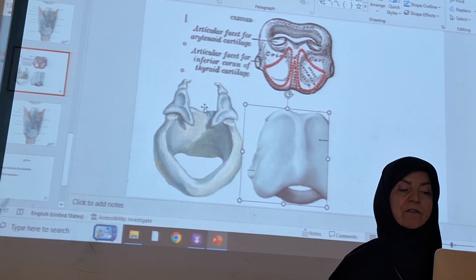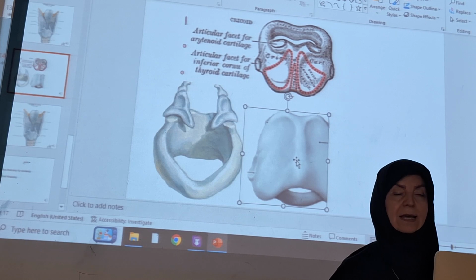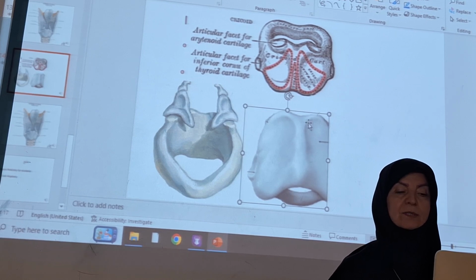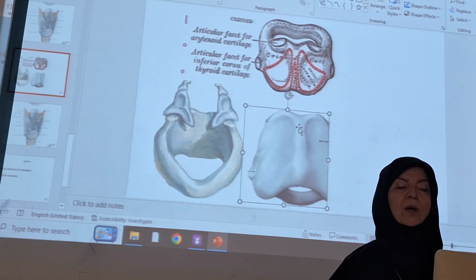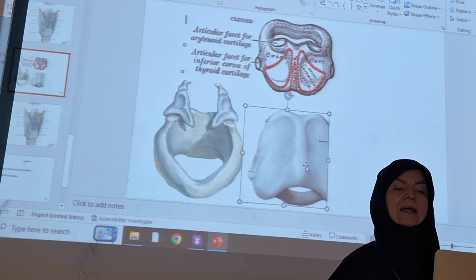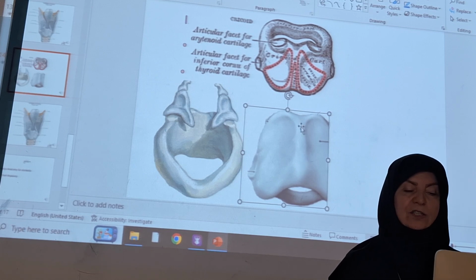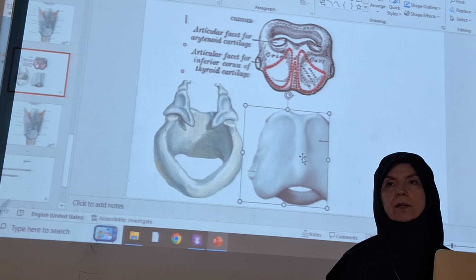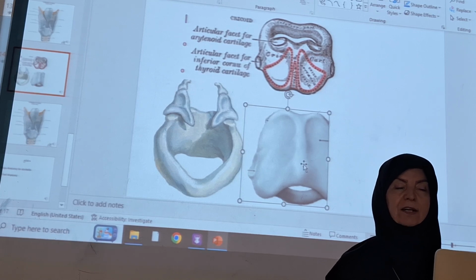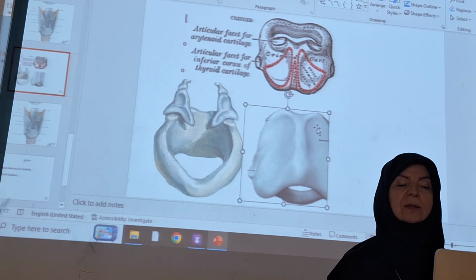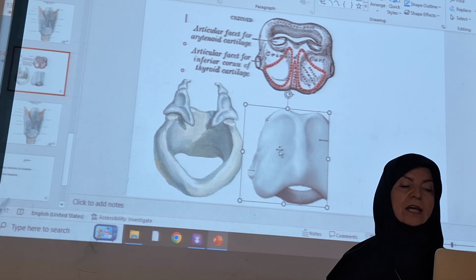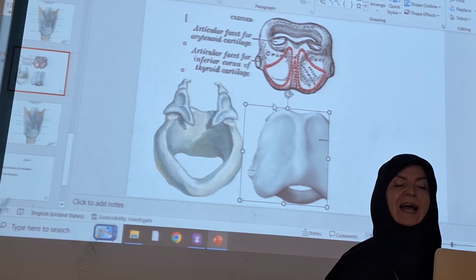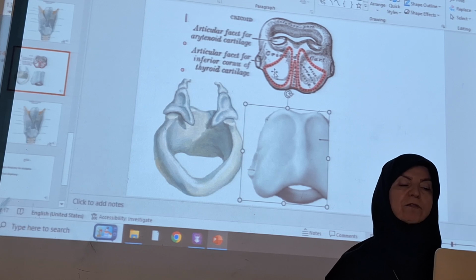This is the posterior surface of the lamina. In the midline, I am able to show you a vertical crest. The esophagus attaches to this vertical crest of the cricoid. On each side of this vertical crest, I am able to show you a depression, a concave area. This concave area is the site for attachment of a muscle. What's the name of this muscle?